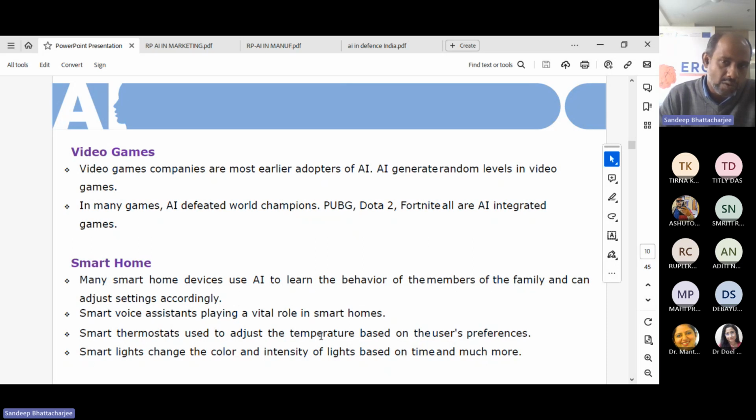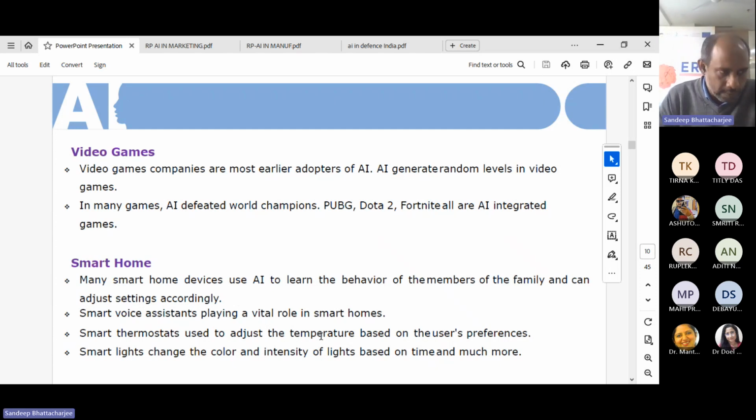Okay, then you have some of the games which we all know, PUBG, DOTA, Fortnite. All these are AI integrated games, and whatever new games are also coming in the market, they're all backed by or supported by artificial intelligence.